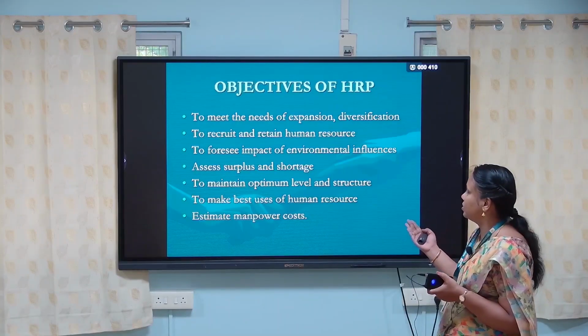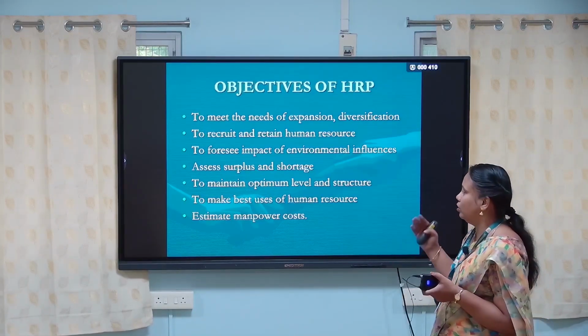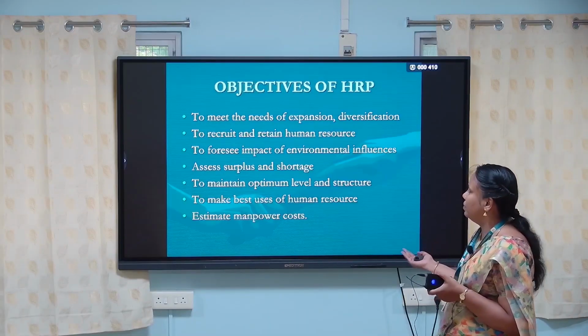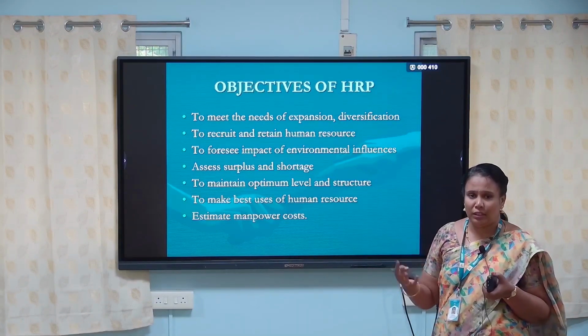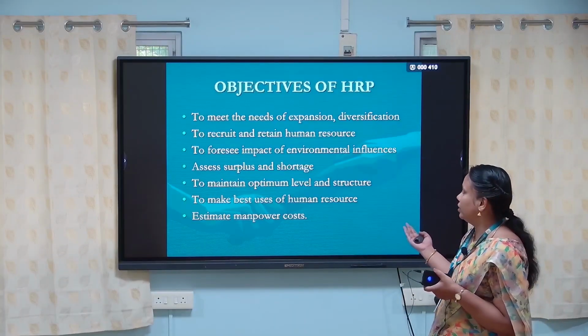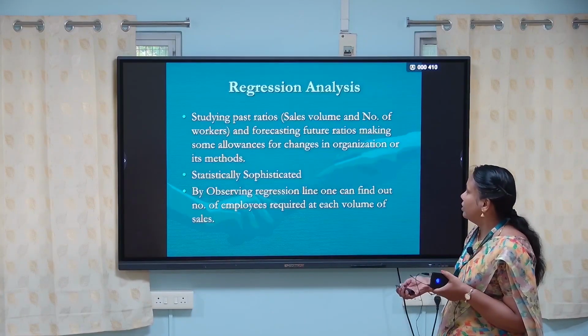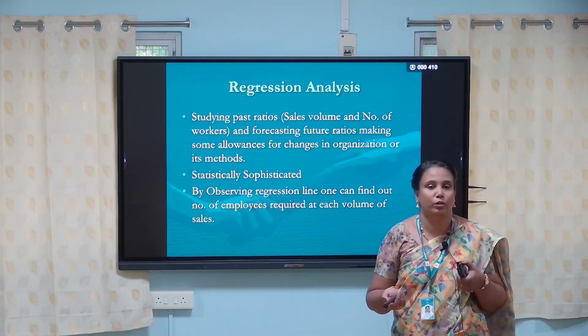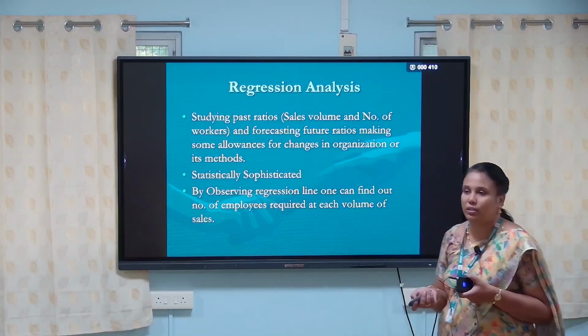The next objective is to maintain the optimum level and structure of the organization and to make the best use of human resources, utilizing the human resources working in the organization and estimating the manpower cost. Here are some techniques we usually use in human resource planning. We are going to see them one by one.